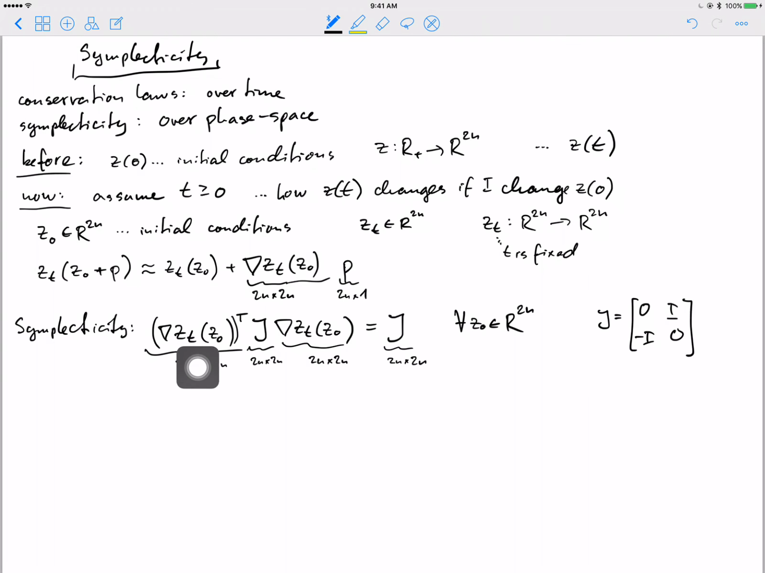The Jacobian of the ZT function changes. It depends on the initial conditions. Okay, that's really the thing. And of course, this also has to be true for any t, right? We assumed here that the t was fixed, but it's true for any t. So this is actually also true for any time t.